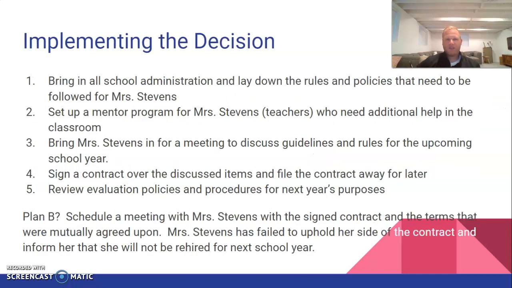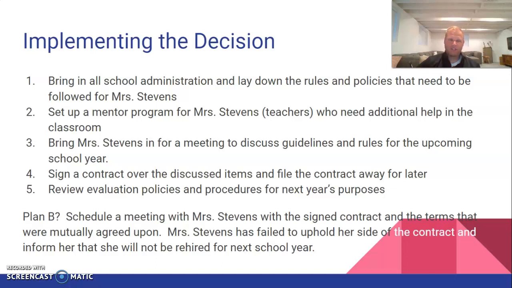Implementing the decision. Bring in all the school administration and lay down the rules and policies that need to be followed for Mrs. Stevens. Set up a mentor program for Mrs. Stevens or also any other teachers in the building who may be lacking those classroom management skills, or who just need questions answered in general with teaching, who need additional help in the classroom. Bring Mrs. Stevens in for a meeting to discuss guidelines and rules for the upcoming school year.